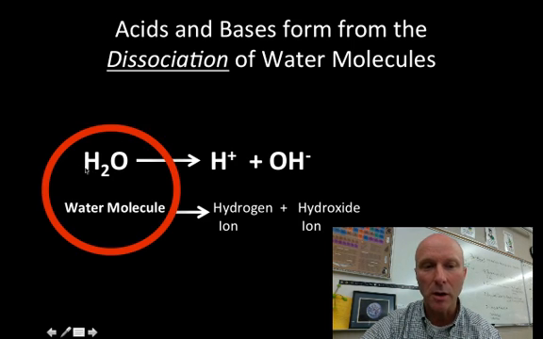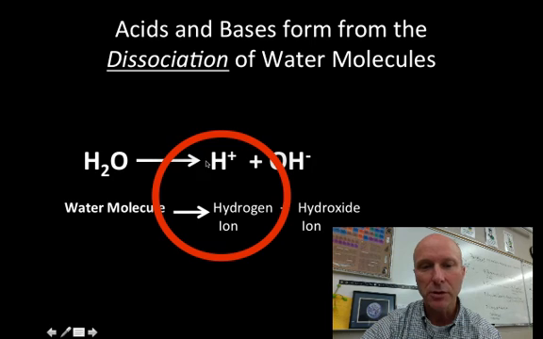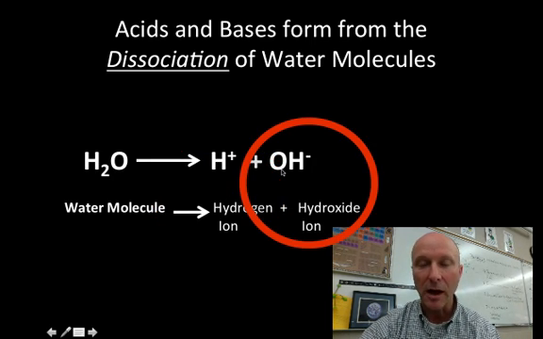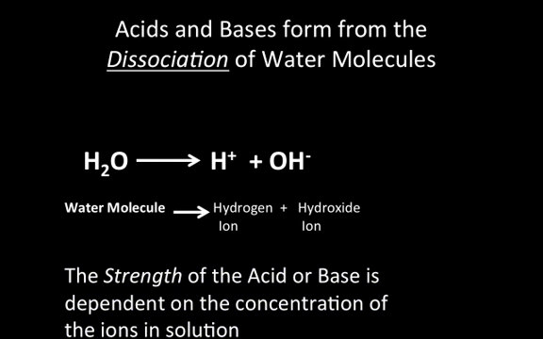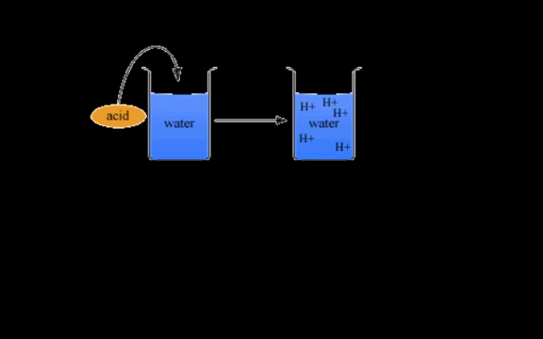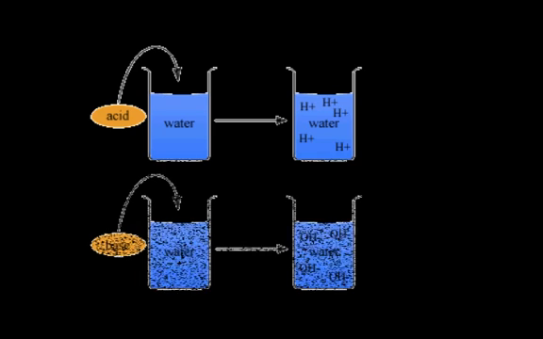Here you see a water molecule in this reaction being broken down into a hydrogen ion and what's known as a hydroxide ion. When that happens, the hydrogen that comes away has a positive charge because it lost its electron to the hydroxide ion. And the strength of an acid or a base is dependent on the concentration of the ions in solution. By definition, anything that's added to water that causes it to have more hydrogen ions in it than normal is called an acid.